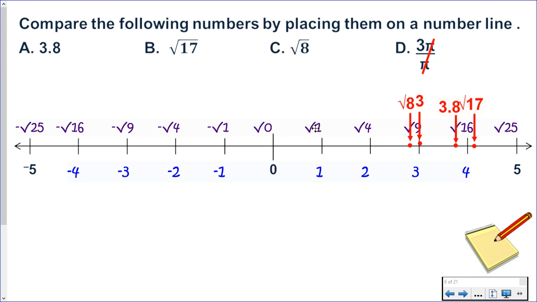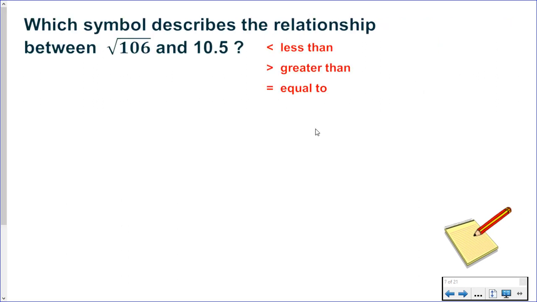Let's look at another example. Which symbol describes the relationship between the square root of 106 and 10.5? Is it less than, greater than, or equal to? So again, take notes. I'm going to draw my number line. But this time I'm going to be very strategic.